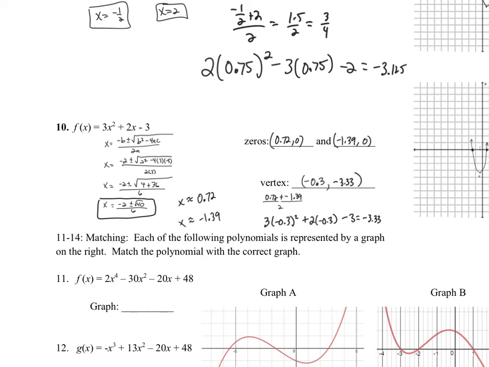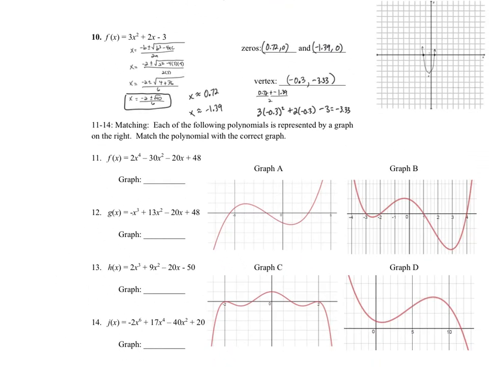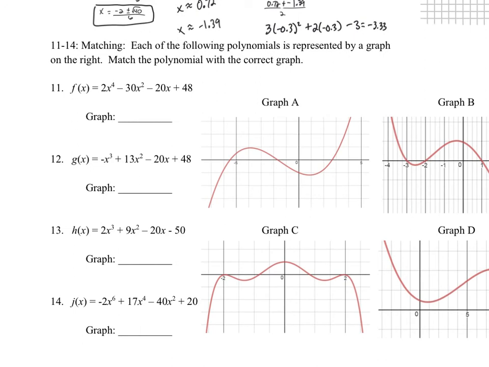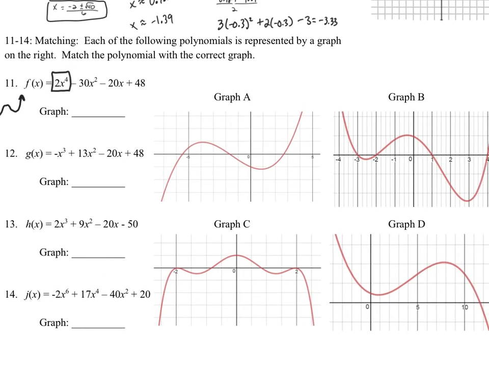Okay, the hard part, the heavy lifting of this assignment is done. Now we just got a few multiple choices and stuff like that. Okay, each of the following polynomials is represented by a graph on the right. Match the polynomial with the correct graph. So the whole idea of this one is to identify what type of polynomial it is. And since this is a fourth degree, it's going to have a W shape. And it's positive. If it was negative, it'd be flipped upside down. So that's going to be graph B, this one.